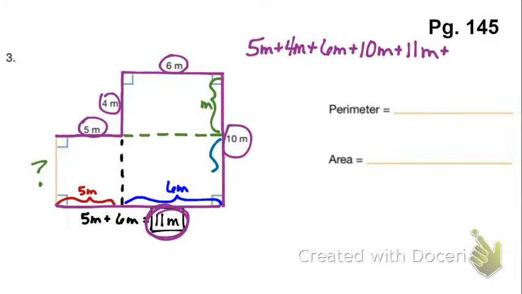Because it makes a rectangle now, right? Oh, that makes sense. So this would be 6, because it has to all add up to how much? Has to add up to 10. So this has to be 6 meters, which means over here has to be 6 meters. So we need to include that as we're walking around. So when I add all those up, what do I get? 42 meters.